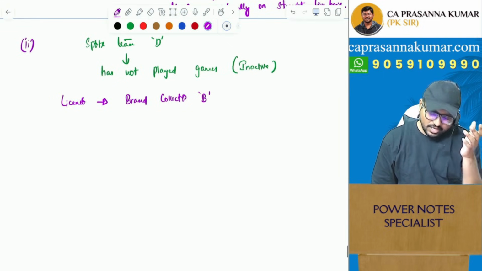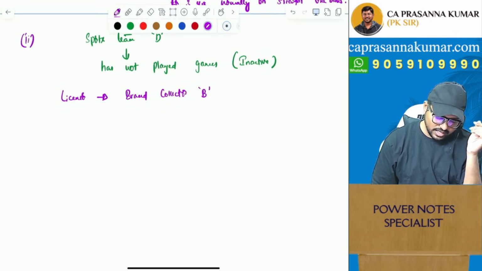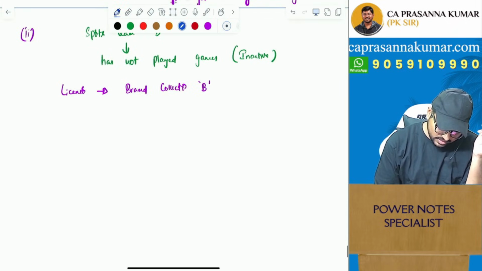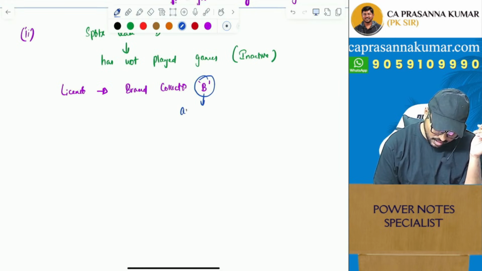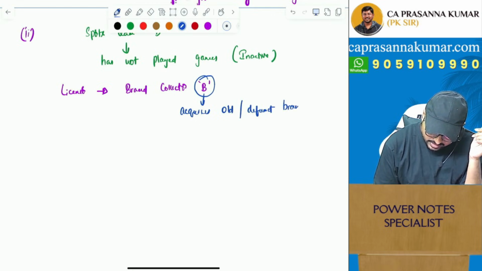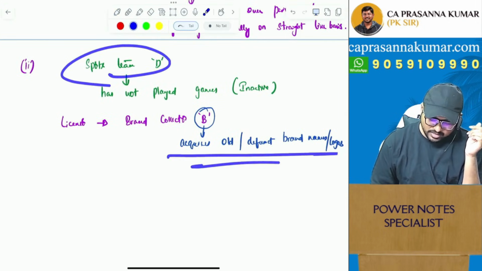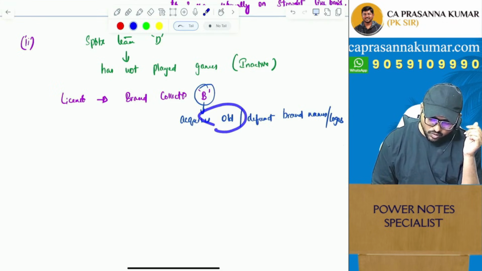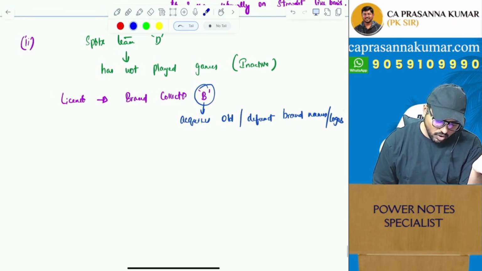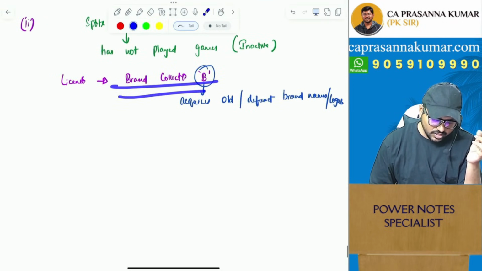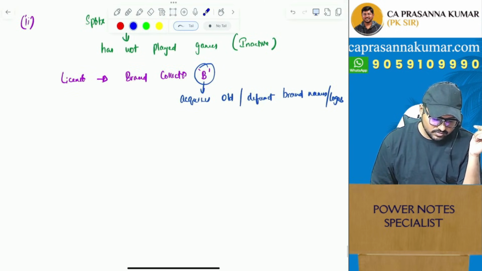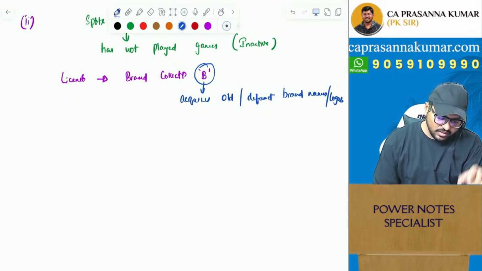So, anyways, in real life, Classic Legends is a perfect example. Like this guy, brand collector B. What this guy does, if you look at the question, is acquire old or defunct brand names or logos. In this case, we need to understand that this sports team D comes under this category because they are not playing games. So they are old or defunct and they have been bought by brand collector B. So he gives the license now. Clear?